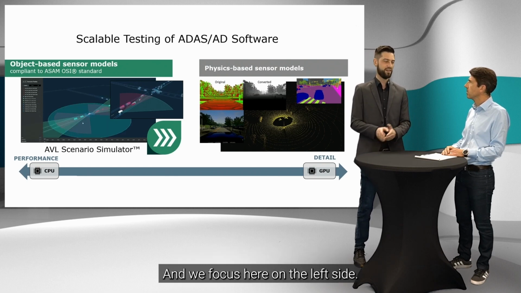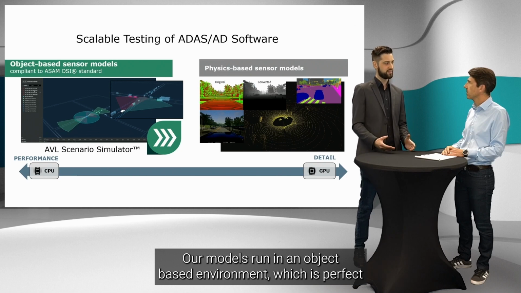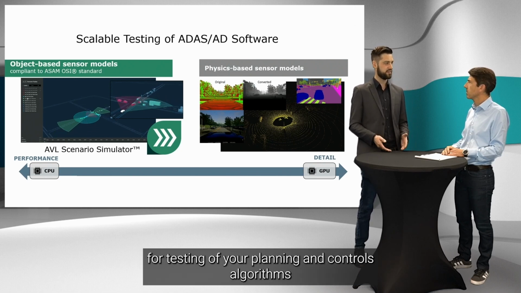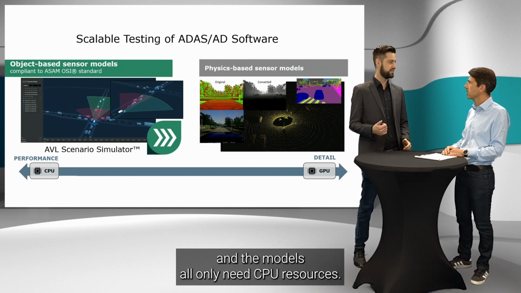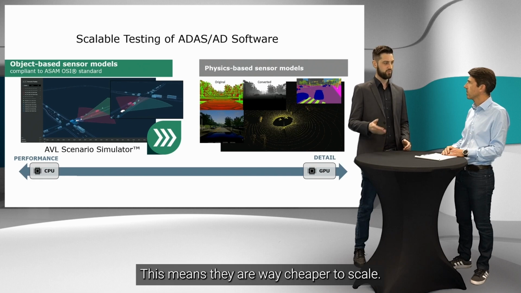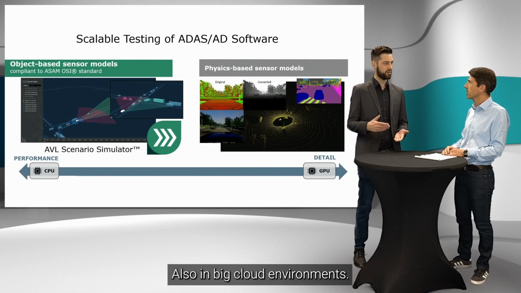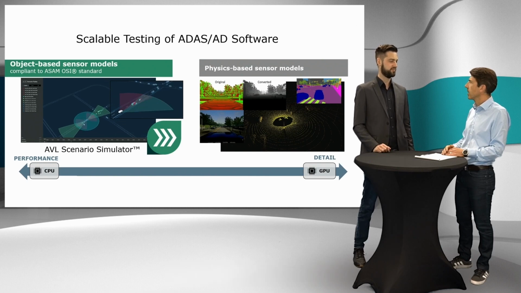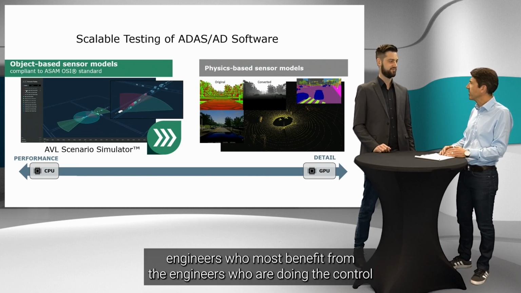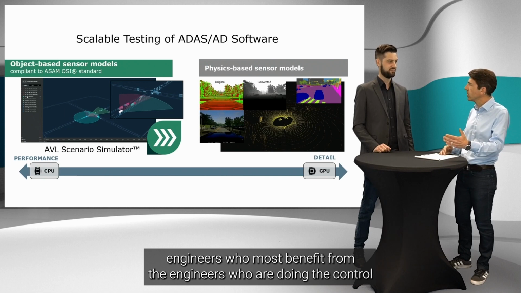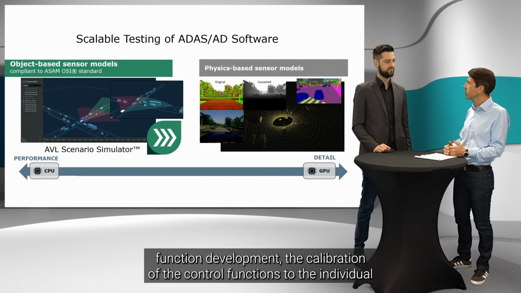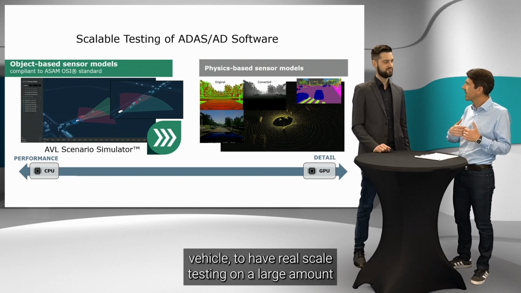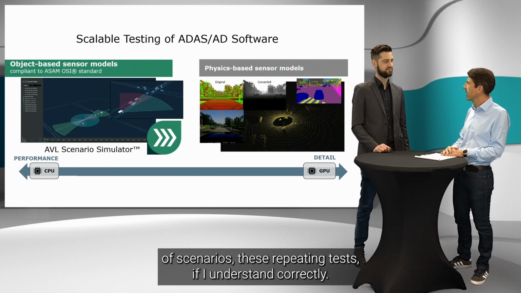And we focus here on the left side. Our models run in an object-based environment, which is perfect for testing your planning and controls algorithms. And the models only need CPU resources. This means they are way cheaper to scale, also in big cloud environments. Okay. So the engineers who benefit most are the engineers doing the control function development, the calibration of the control functions to the individual vehicle, to have real scaled testing on a large number of scenarios, these repeating tests, if I understand correctly.